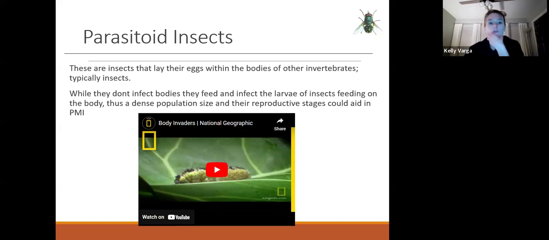Last but not least, the parasitoid insects. These are insects that lay their eggs within the bodies of other invertebrates, typically other insects. While they won't infect the bodies they feed on, they infect the larvae of the insects feeding on the body itself. Thus, a very large population of insects falling under this classification can absolutely affect the reproductive cycles, which could affect the PMI, right? Which could enhance or slow down.